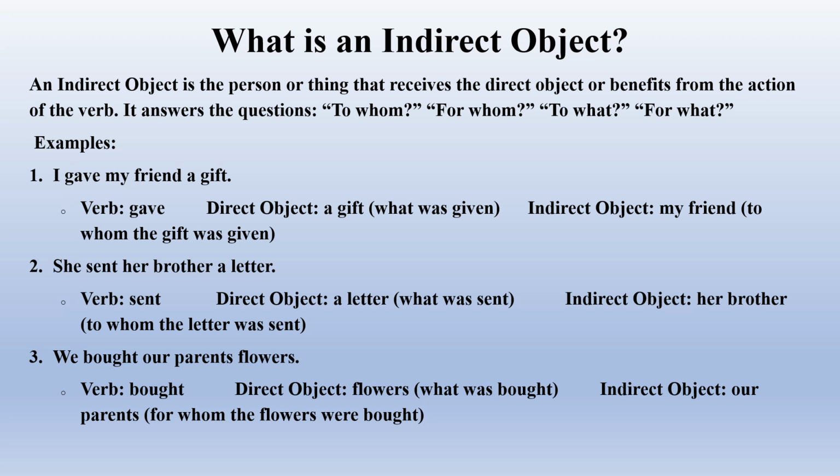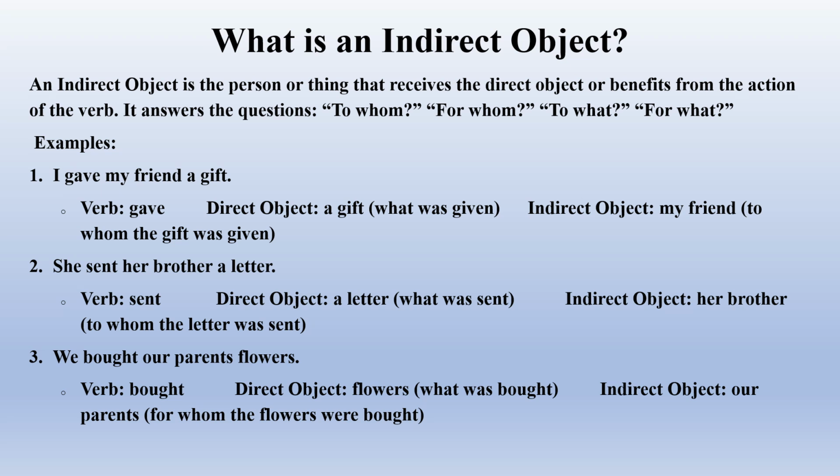What is left in the sentence? My friend. Ask the question, to whom was the gift given? The answer is my friend, and that is the indirect object. Let me go through this example once again. I gave my friend a gift. The verb is gave. What was given? A gift was given, which is the direct object. To whom was the gift given? My friend, which is the indirect object.